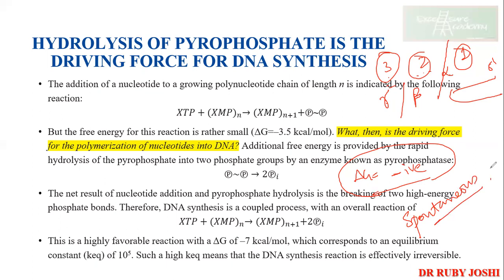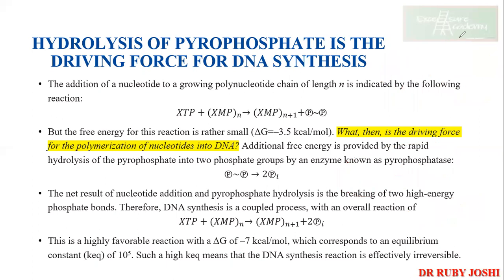Now, for DNA synthesis to be reversible, the delta G would have to be very high. Like suppose this is -7, it would have to be more. Then only it would be broken down easily. But it is not possible कि आप इतनी एनर्जी कहाँ से लाओगे, right? That's why it is irreversible. Yes, am I making sense to you guys?